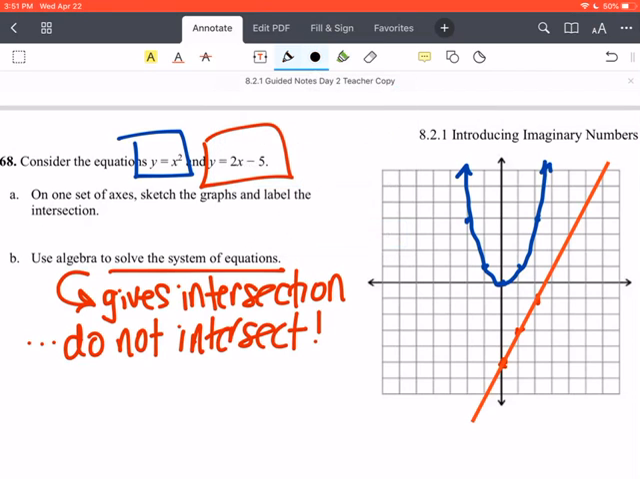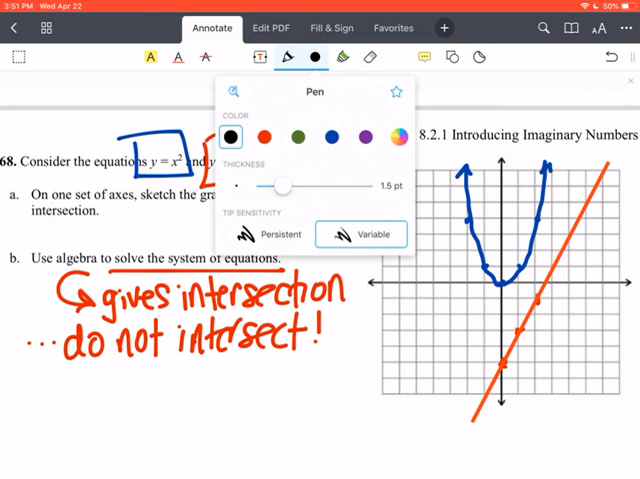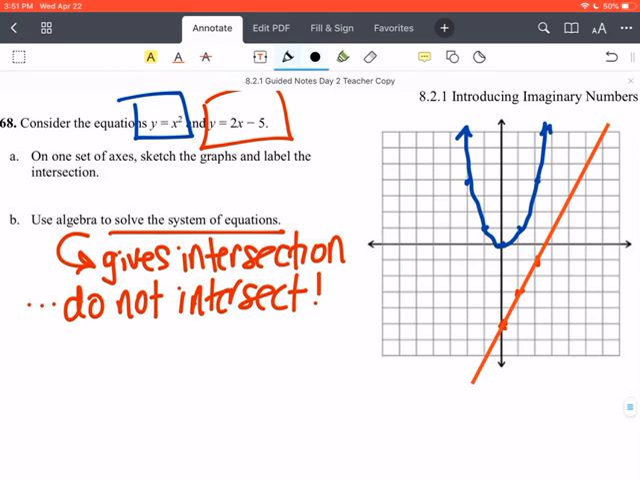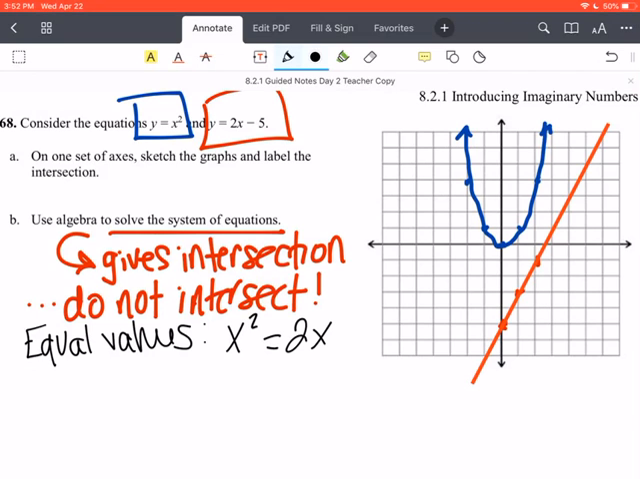So let's go ahead and solve algebraically. We already know that they don't cross, okay? But let's see what that's going to look like if we do it by hand. So I want to use equal values because they're both solved for y. So if I'm going to solve, I'm going to think about x squared equals 2x minus 5. And when I take a step back, I see that that is what? Quadratic. So I want to get everything to one side and keep my x squared term positive. So I have x squared minus 2x plus 5 equals 0.